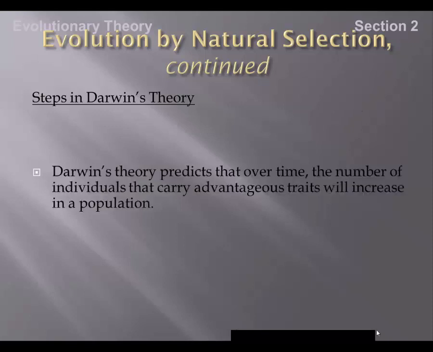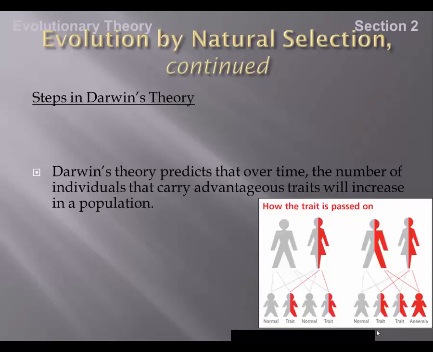His theory predicts that over time, the number of individuals that carry advantageous traits will increase in a population. That is, if you have a trait that better allows you to survive, you are more likely to survive. And then you will pass your genes on to the next generation, and those genes are going to be the advantageous traits that allow them to survive. Recall that when we talked about genetics, organisms pass on certain traits from parents to offspring. This is the study of heredity.